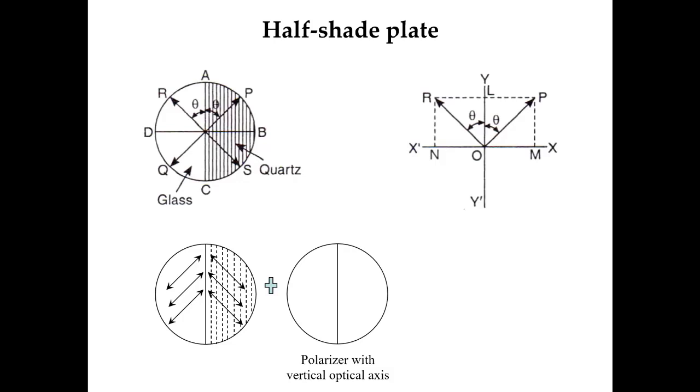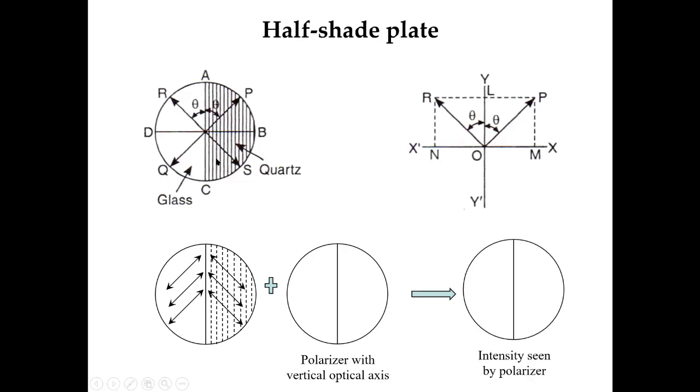So if a polarizer with vertical optic axis is placed adjacent to the half-shade plate, it will show that the intensity of both the half parts is the same, because the angle of both the emerged lights will be the same with the optic axis of the polarizer.